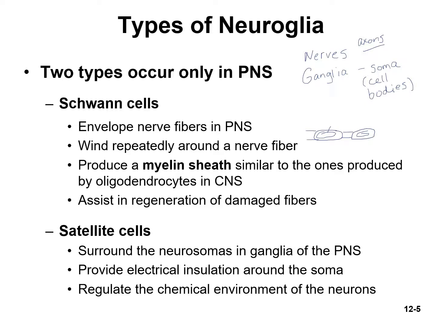And then there's satellite cells, which are going to be surrounding the neurosomas within the ganglia of the peripheral nervous system. They help to provide electrical insulation around the soma, and they regulate the chemical environment of the neurons.